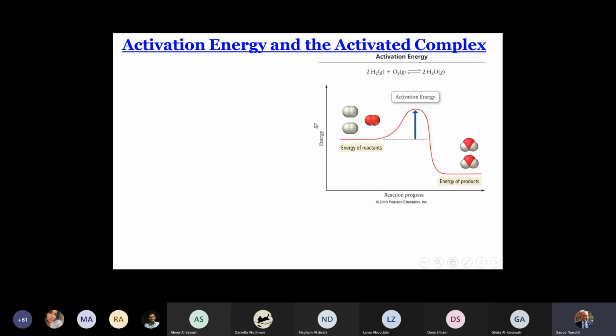What is the activation energy relation and the activated complex? In a certain reaction, when we mix A and B, we obtain C and D. We start with known reactants and we obtain known products. But we don't know what happened in the transformation between the reactants and the products.